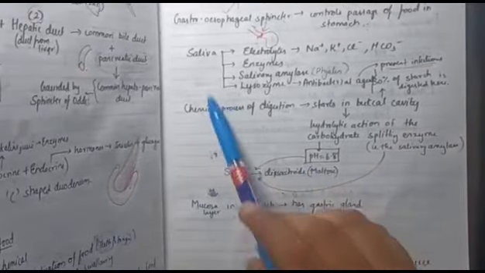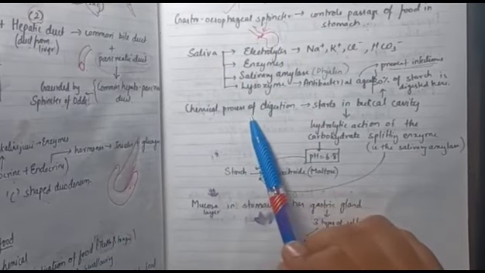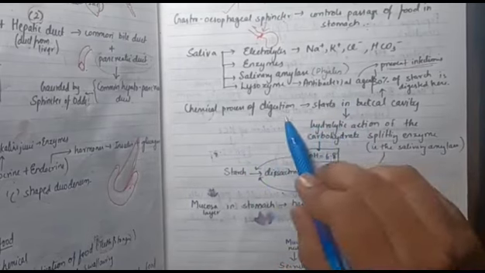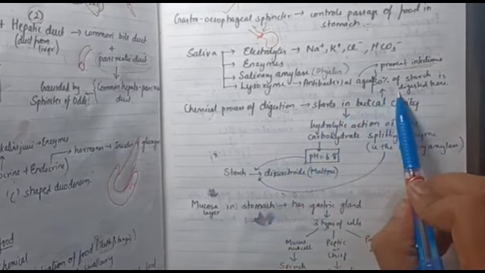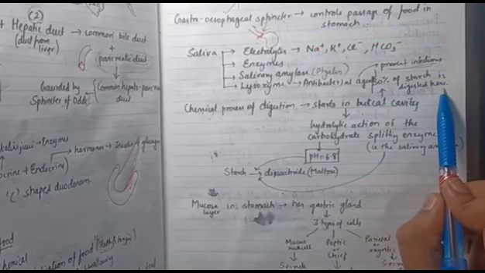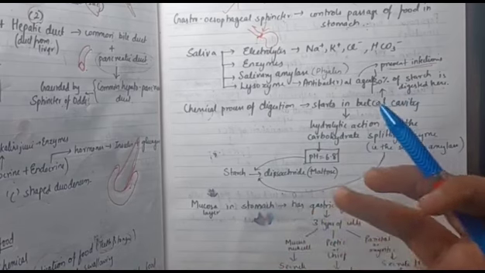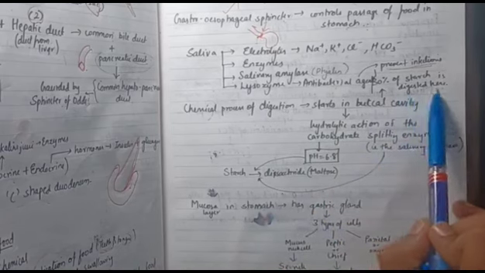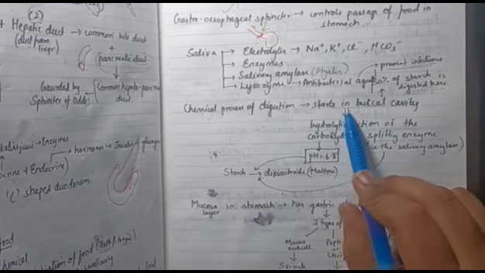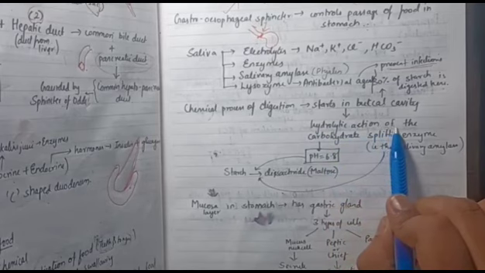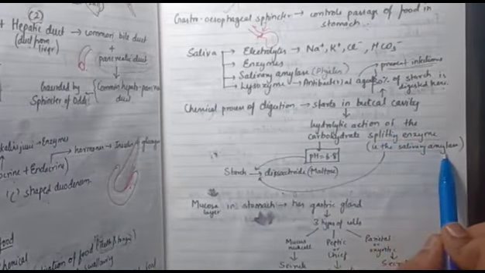Next, chemical process. We have learned till now the mechanical process; from there, we have the chemical process of digestion. The chemical process also starts in the buccal cavity itself. In the buccal cavity, 30% of the starch is digested. Whatever food we are taking, in that, from whatever starch is present, 30% of it is digested in the buccal cavity itself. Then in the buccal cavity, there is hydrolytic action of the carbohydrate splitting enzyme, that is the salivary amylase.